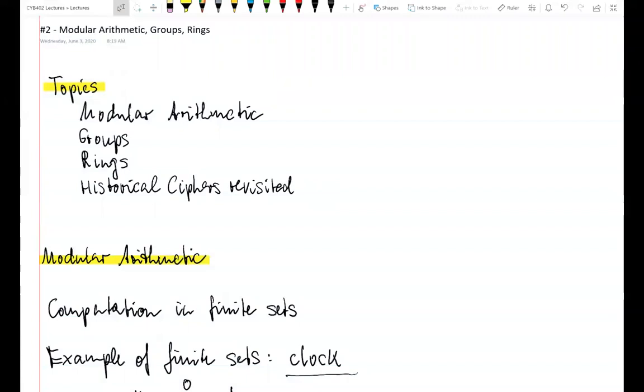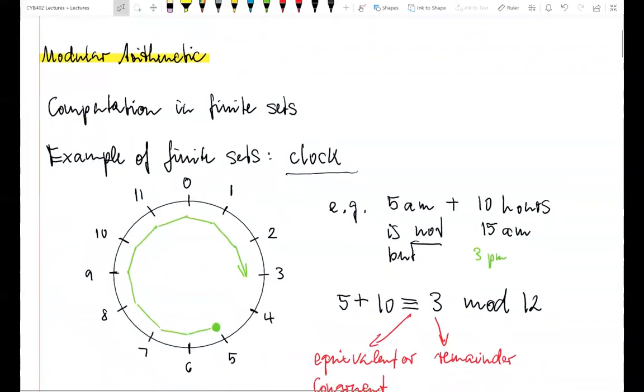Everybody, welcome back. After those two introductory lectures, today I would like to introduce you to some of the mathematical underpinnings of cryptography. The topics that we're going to talk about are modular arithmetic, groups and rings, and then we will revisit two historical ciphers, considering the new tools that we have under our belt. So let's get to the first topic, modular arithmetic.